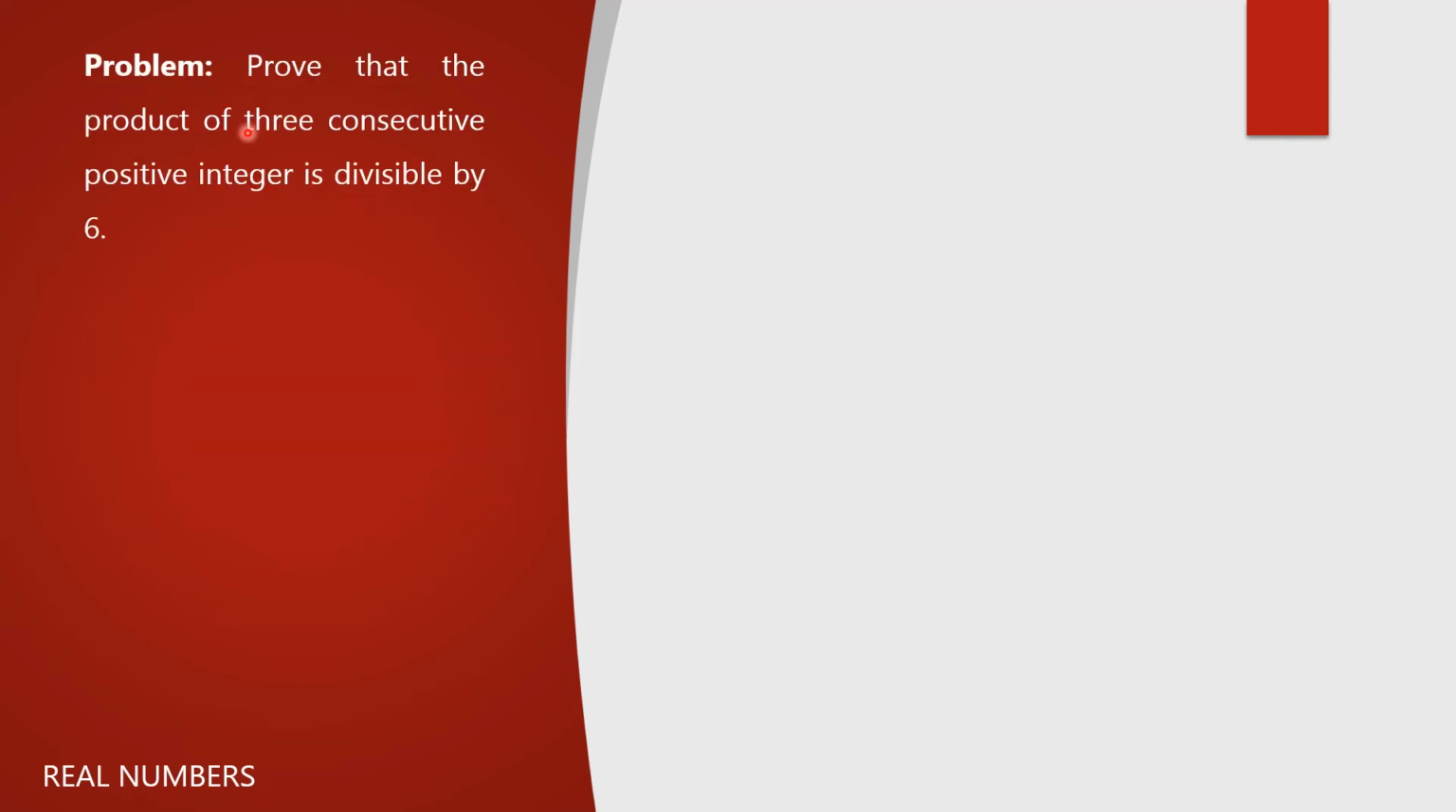Let's solve one more problem. Prove that the product of three consecutive positive integers is divisible by 6. You have to check whether the product of any three consecutive positive integers is divisible by 6 or not. What does this statement say? Suppose let me take any three consecutive positive integers. Let me take 3, 4, 5. These are three consecutive positive integers.